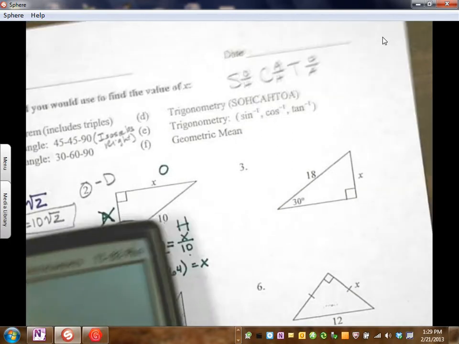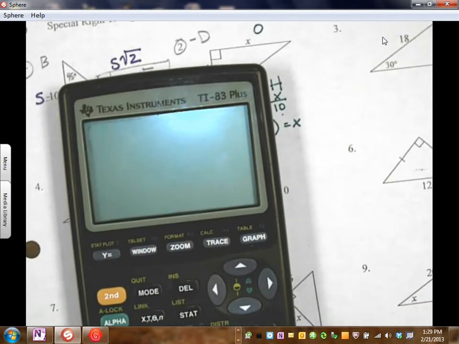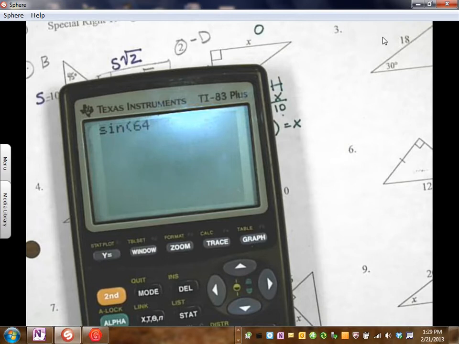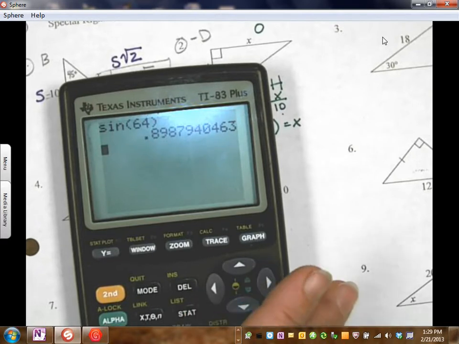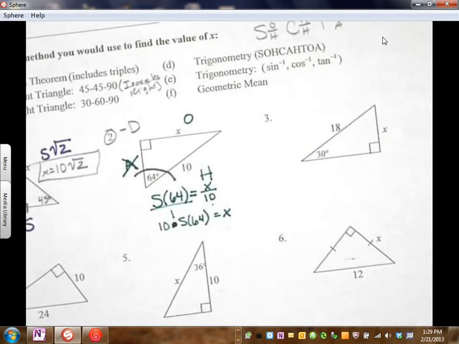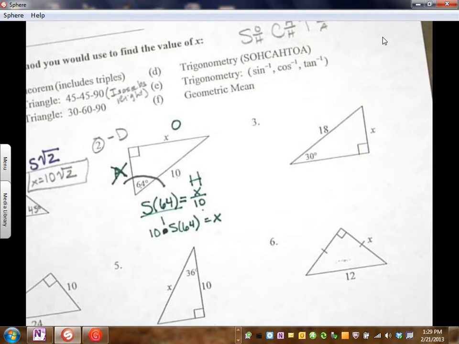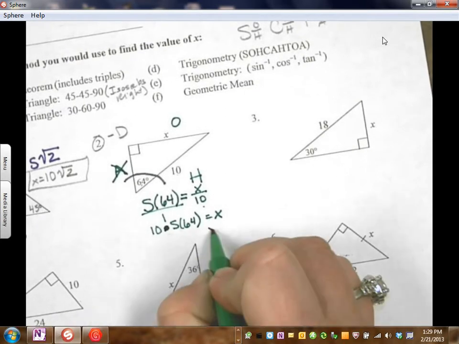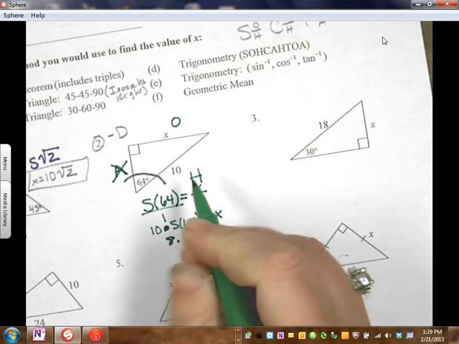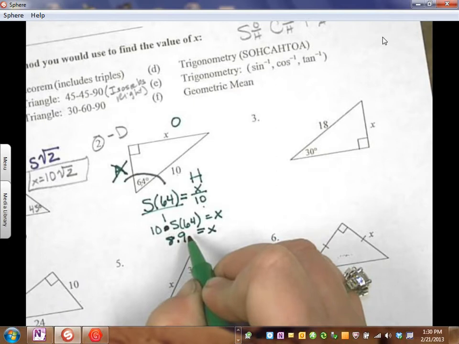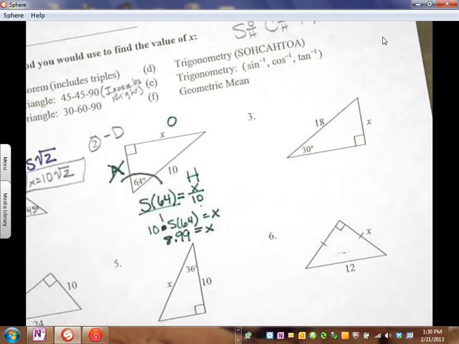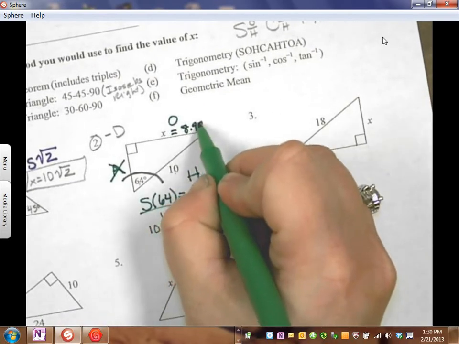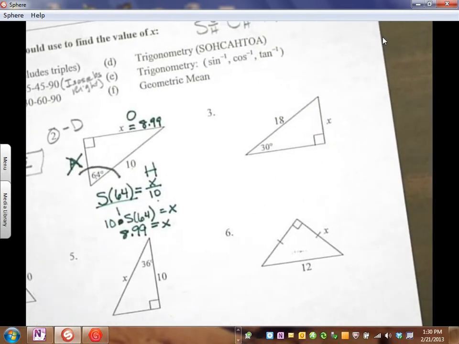When I put that in my calculator, and we put in the sine of 64, I'm going to get a number, because that is a number. It's 0.898794. So I could put that in place of the sine of 64 if I want, but I don't want to do that. We are going to multiply that times 10 here, and I know that this equals x equals 8.98. Well, let's say 8.99 when we round. So it's almost 9. Okay? Are we all good with this type of a problem now? So we know x is equal to 8.99, or approximately 9.